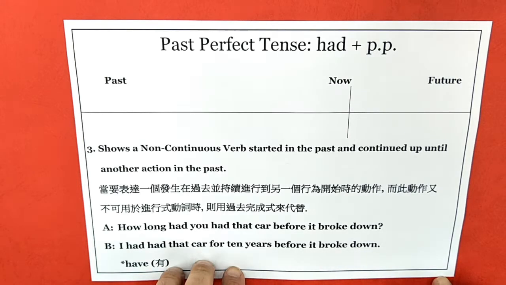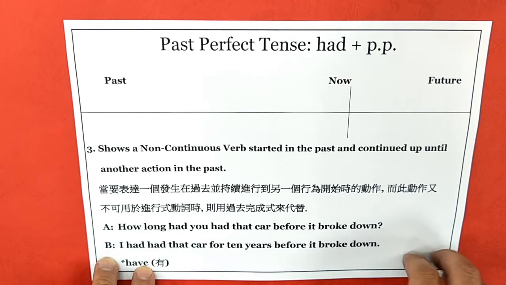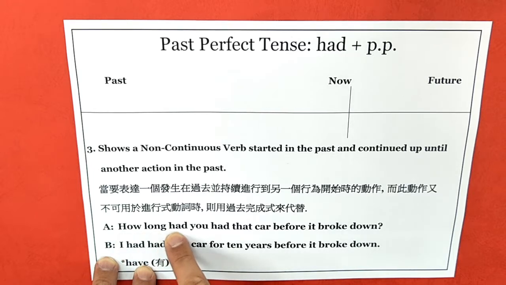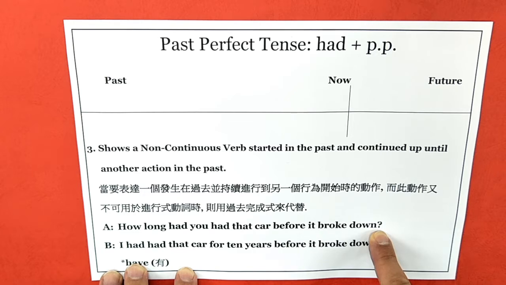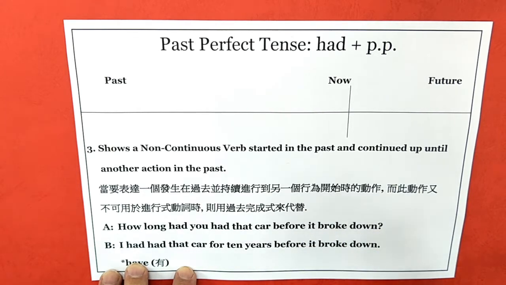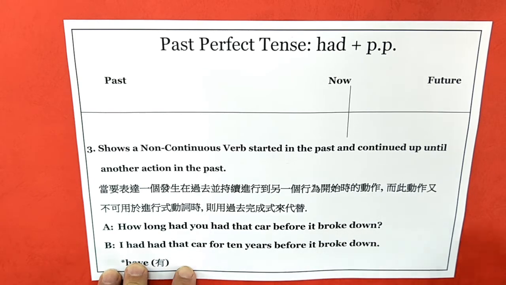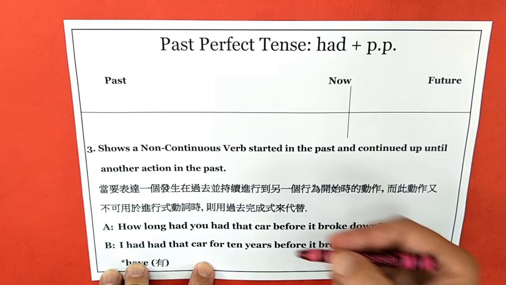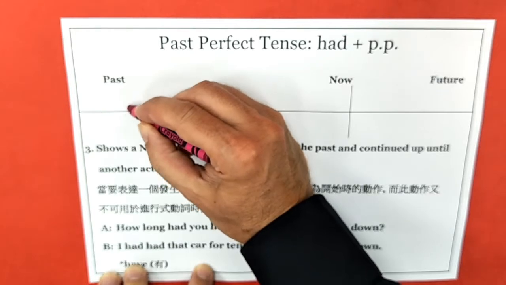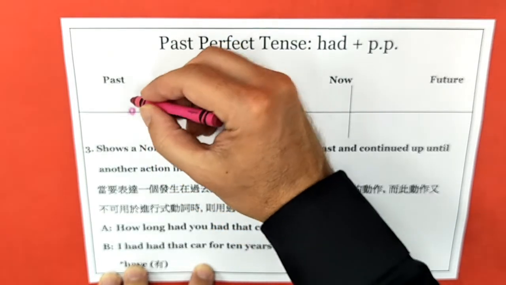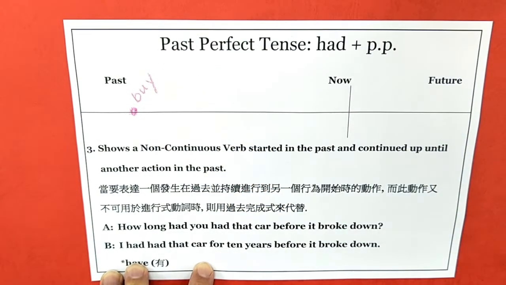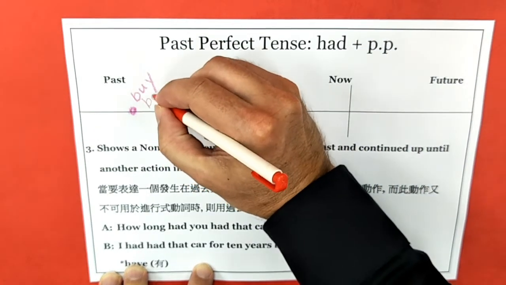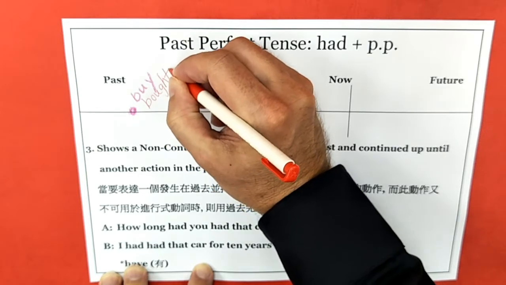the past. All right. So let's look at this sentence. A. How long had you had that car before it broke down? So you have a car, okay, and the car broke down. So we have two things here, two things going on. First, here, action, this one. I buy a car. And the past tense is bought. I bought this car. Okay?